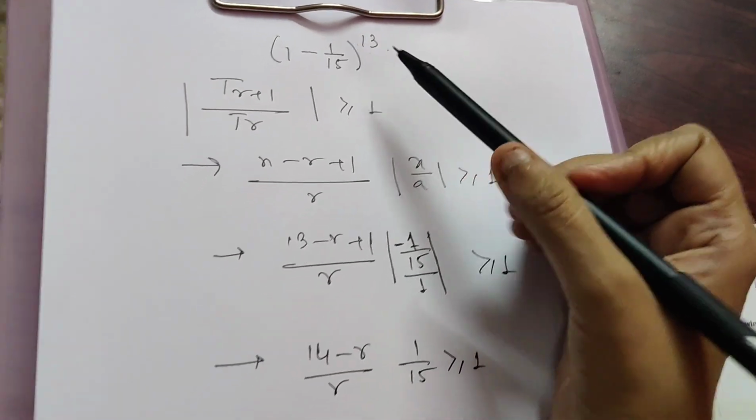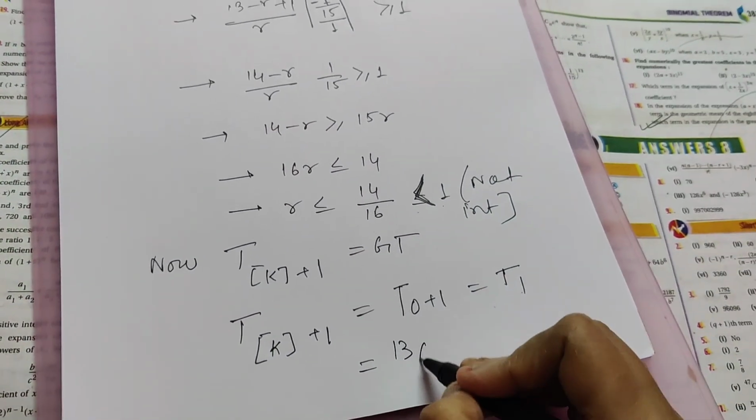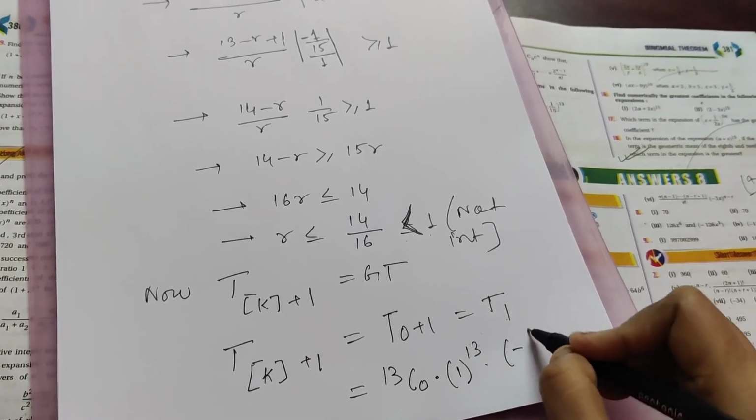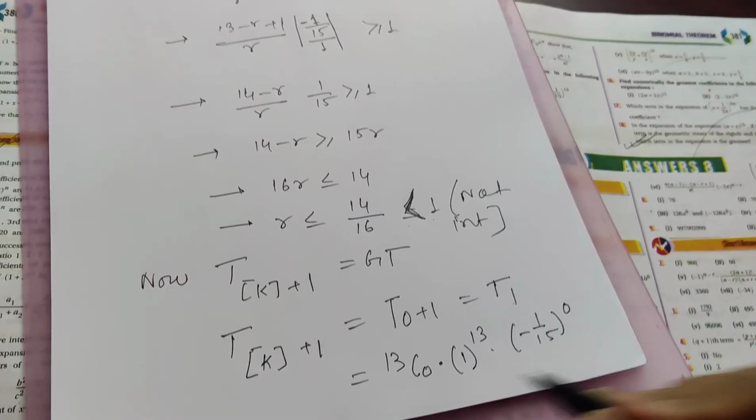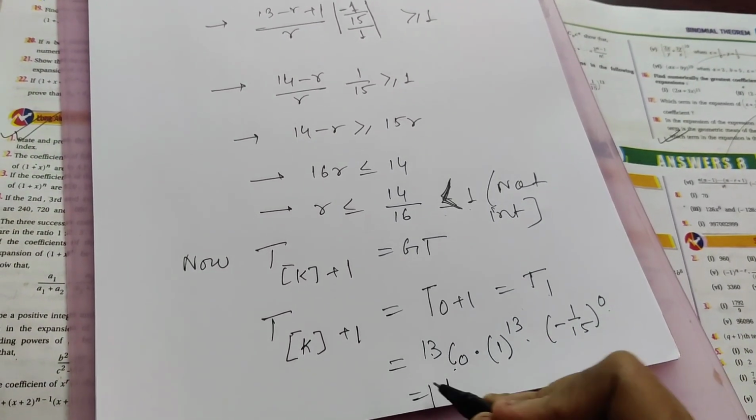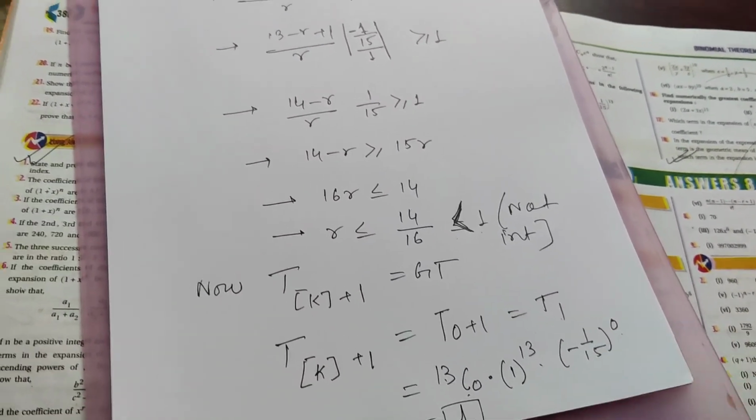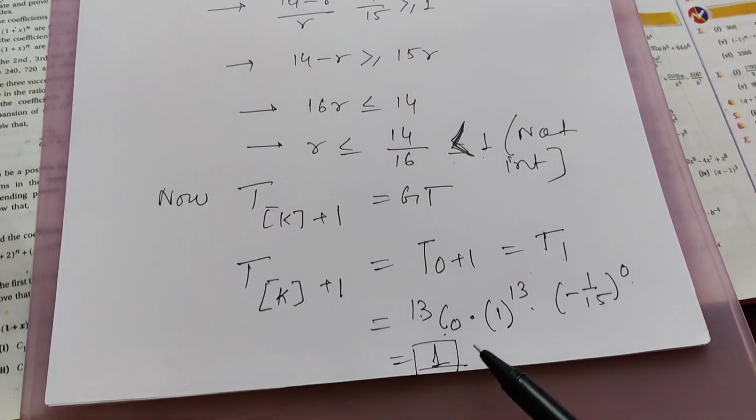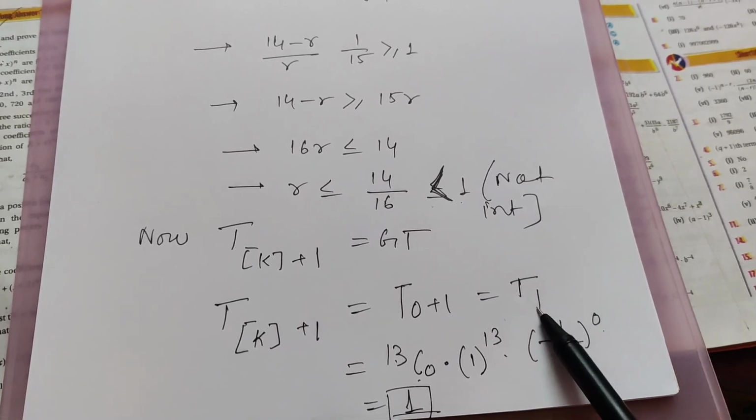Because the power is 13, t1 will be 13c0 into 1 to the power 13 into (minus 1 by 15) whole to the power 0. 13c0 is 1 and this is 1, so the answer is 1. The answer of the problem is the greatest term is 1 and this is the first term of the expansion.